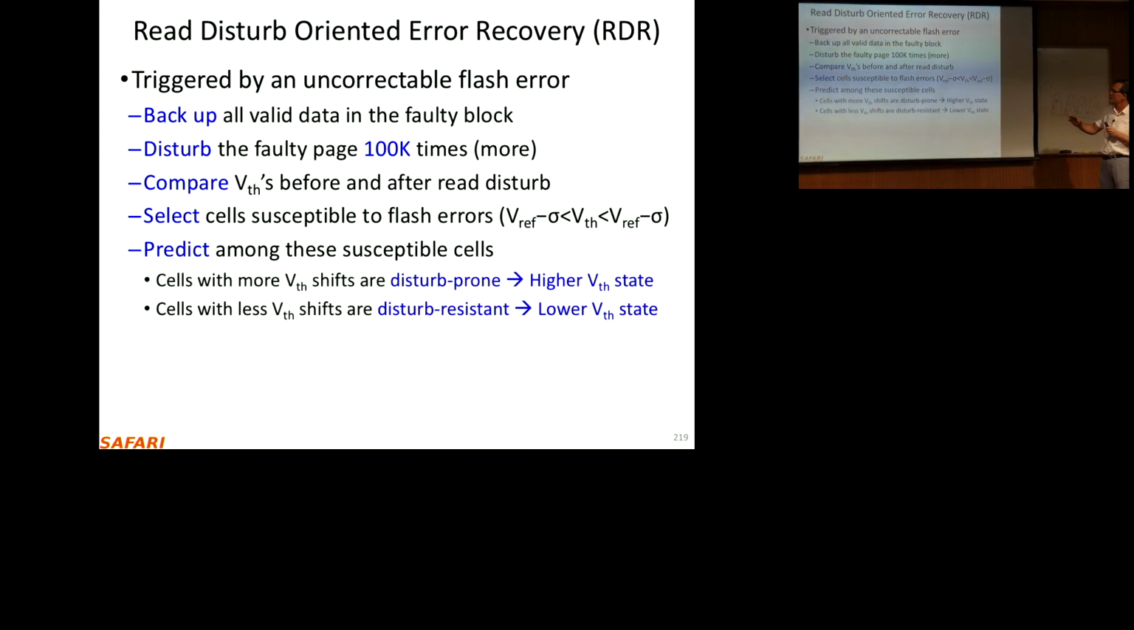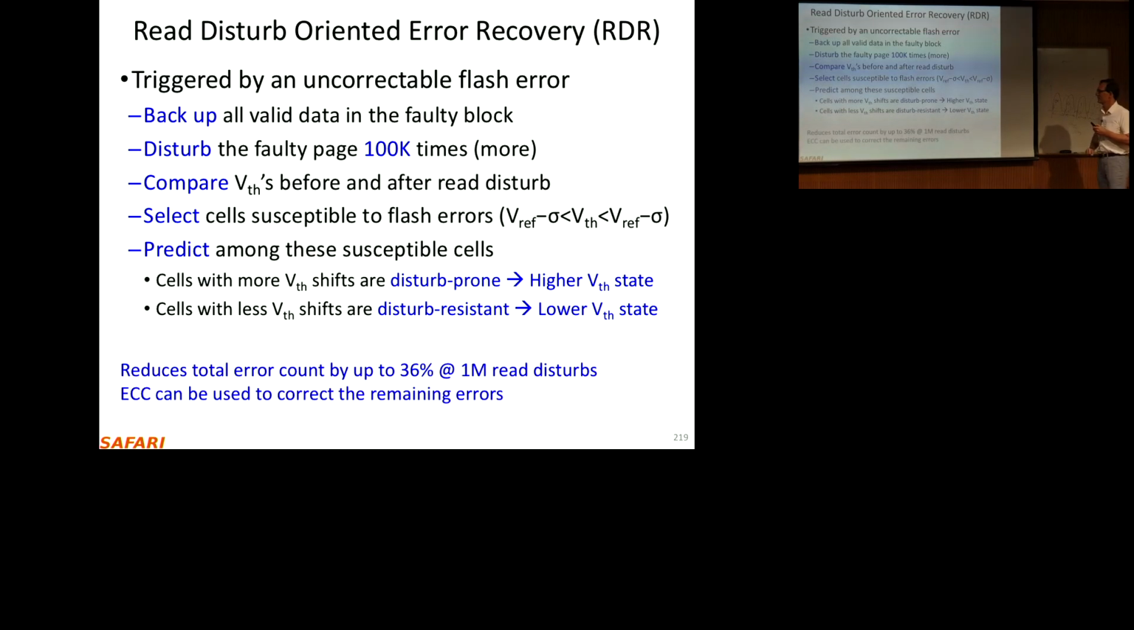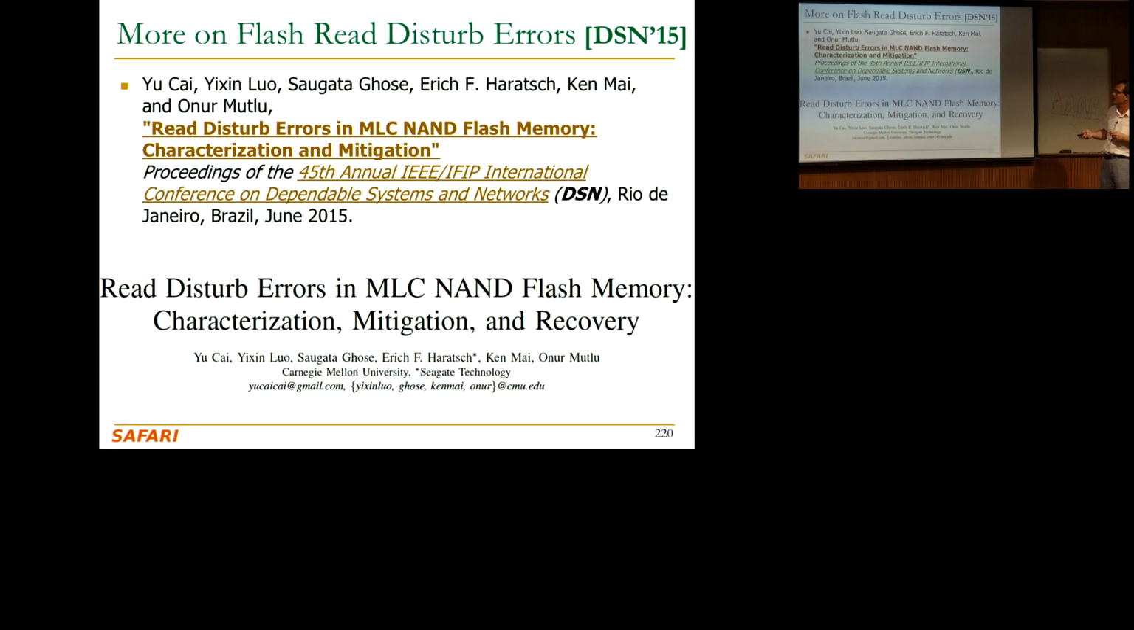Basically, if a cell is read disturb prone versus read disturb resistant, that determines which distribution you predict the cell was originally in. That's the idea. And it turns out you can actually reduce the total error count significantly. And you can use the ECC to correct the remaining errors. And that's the paper if you're interested.